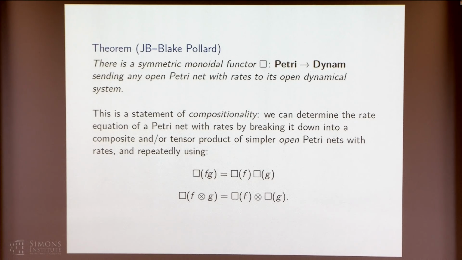And so what this means is that if we want to figure out the open dynamical system for a composite of two Petri nets, we can figure out the open dynamical system for each one and then compose in the category of open dynamical systems. And similarly for tensor product. So this is what compositionality is all about, determining the behavior of a very large complicated system by figuring out the behaviors of its pieces and then just gluing them together. So that's the key idea here.